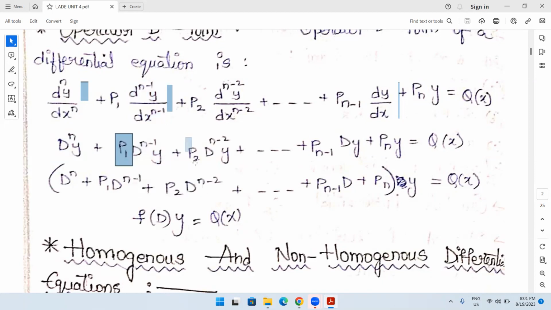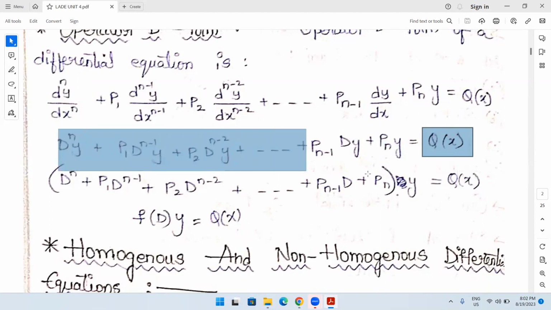P2 is also a coefficient, multiplied by D power n minus 2 y. And so on, at the end we also have pn of y. The right hand side is Q of x as it is.